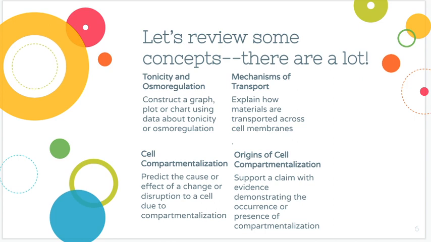Tonicity and osmoregulation, everybody's favorite, where you construct a graph, plot, or chart using data about tonicity or osmoregulation, and I'll talk more about that when I get to that section of the presentation. Mechanisms of transport. How are materials transported across cell membranes, whether it's active transport or passive transport? And finally, cell compartmentalization and origins of cell compartmentalization. With regard to cell compartmentalization, you want to be able to predict the cause or effect of a change or disruption to a cell because of the compartmentalization characteristic. Finally, the origins of compartmentalization. Be able to support a claim with evidence demonstrating the occurrence or the presence of compartmentalization. So think endosymbiosis there and what evidence we have that that has actually happened.